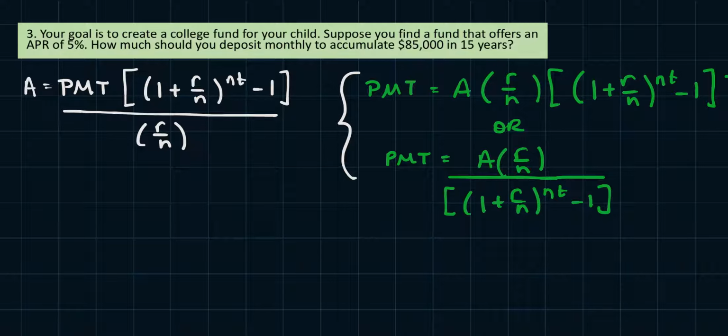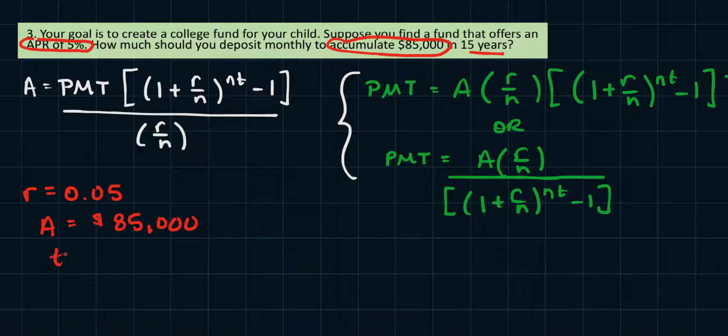Okay, let's write down the key information. First, I know I have an APR of 5%. So let's say R is 0.05. I know that I want to accumulate $85,000. So that's how much money I want in the bank. So A is $85,000. I also know that T is 15 for 15 years. Remember, T is always in years.